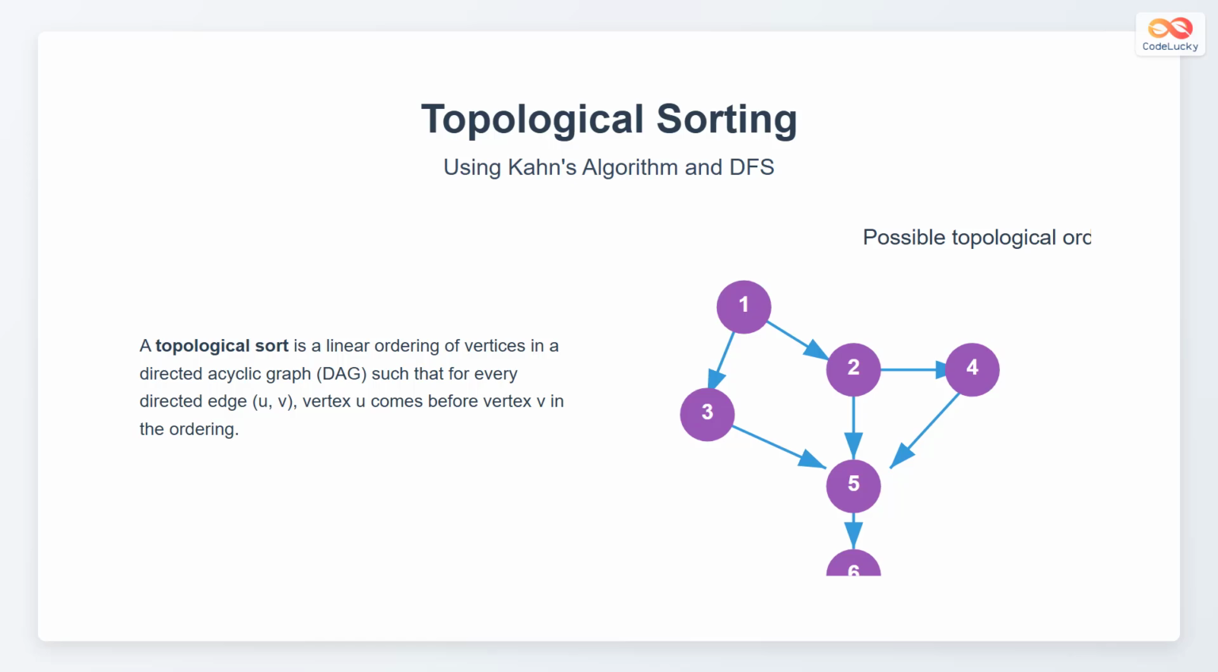In this video, we will explore topological sorting using Kahn's algorithm and depth-first search, also known as DFS. A topological sort is a linear ordering of vertices in a directed acyclic graph, often abbreviated as DAG. This means that for every directed edge, represented as U to V, the vertex U comes before vertex V in the ordering. For example, one possible topological order for the illustrated graph is 1, 3, 2, 4, 5, 6.